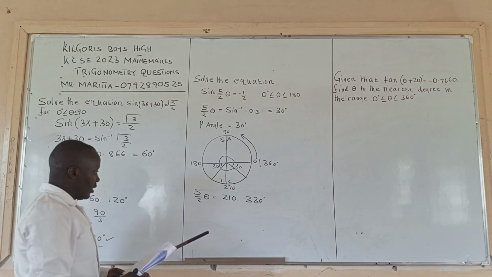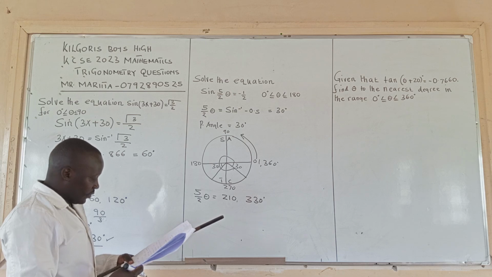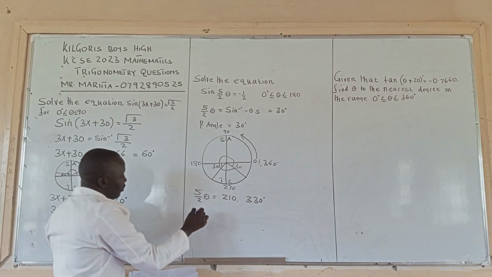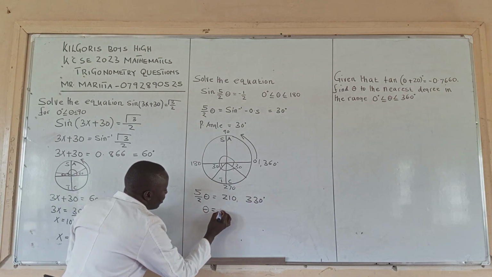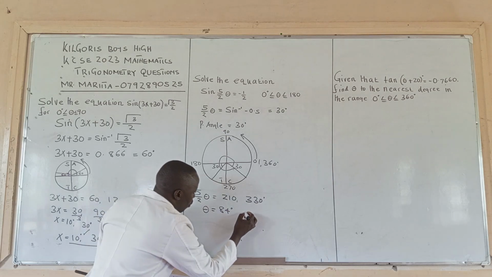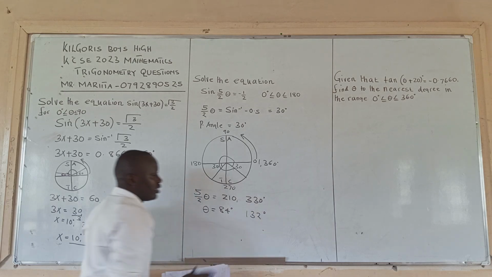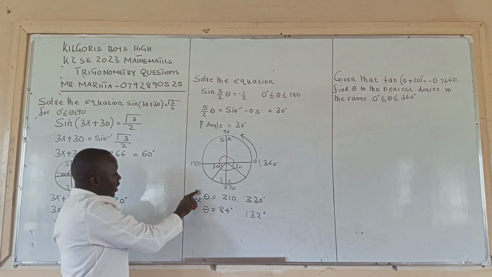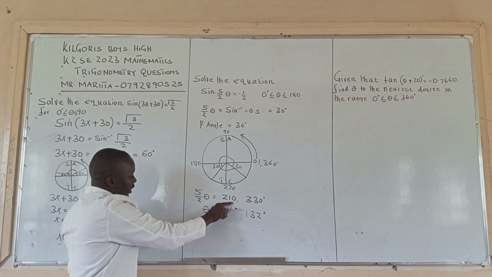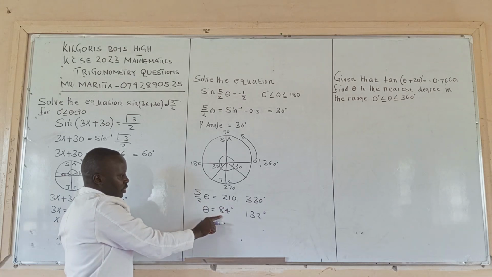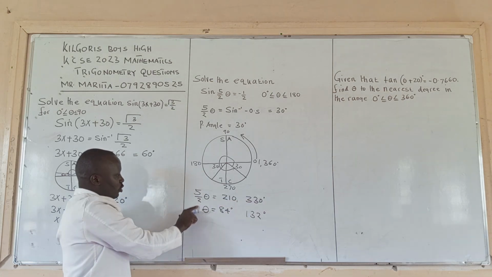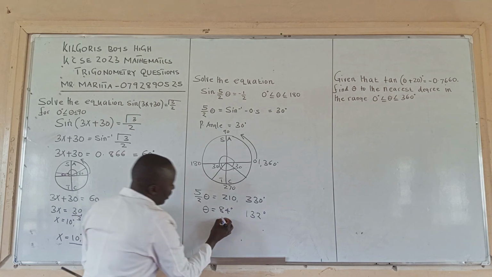So from here we can say that if we simplify, you get that theta is equivalent to 84 degrees and theta is equivalent to 132 degrees. That is, if you take theta equals, in this case, 210 times 2 divided by 5, you get 84. And then theta on this one, you will take 330 times 2 divided by 5, which gives us 132.